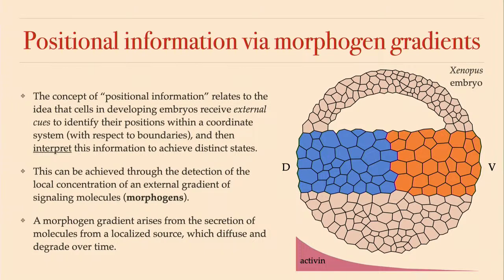You have activin, which is produced towards the dorsal end, and you have a rough gradient going from dorsal to ventral. Those cells closer to the higher concentration of activin will likely end up in a certain fate, whereas those towards the other end, where the activin is much reduced, are likely to form another fate. So this process by which cells attain different fates depending on the amount of morphogen that they sense is really the key process.